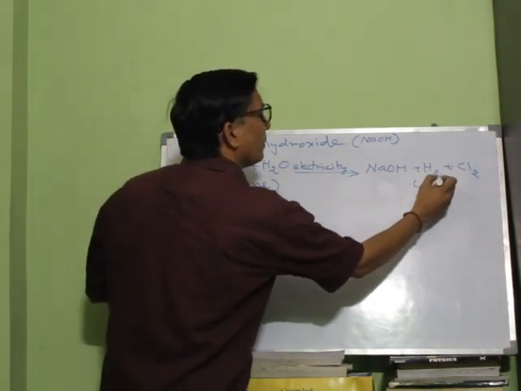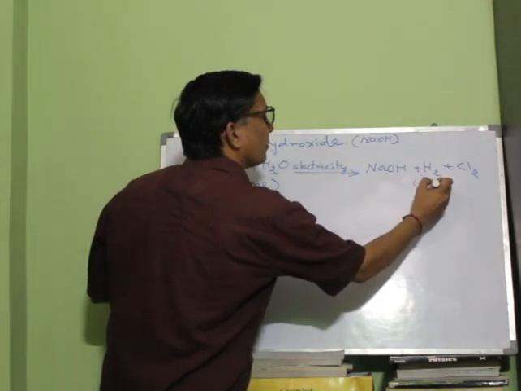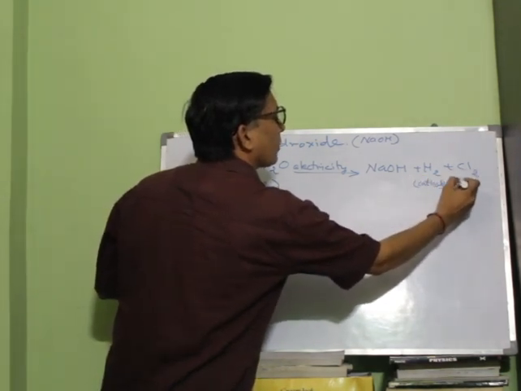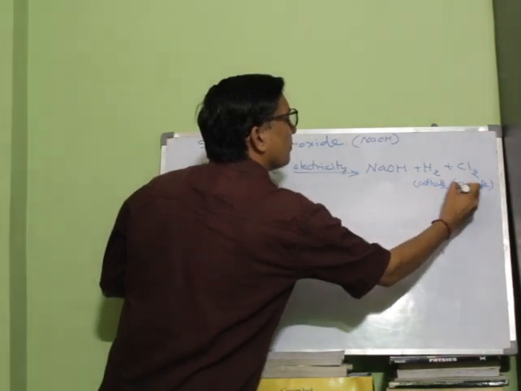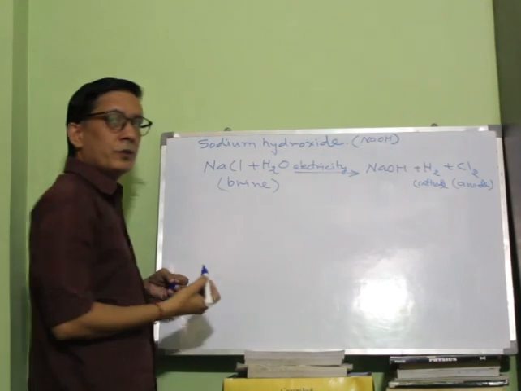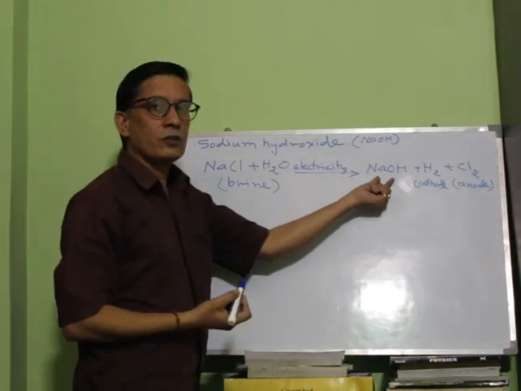Hydrogen gas will be collected at the cathode and chlorine will be collected at the anode. These two gases are formed during this reaction. Sodium hydroxide is also formed.